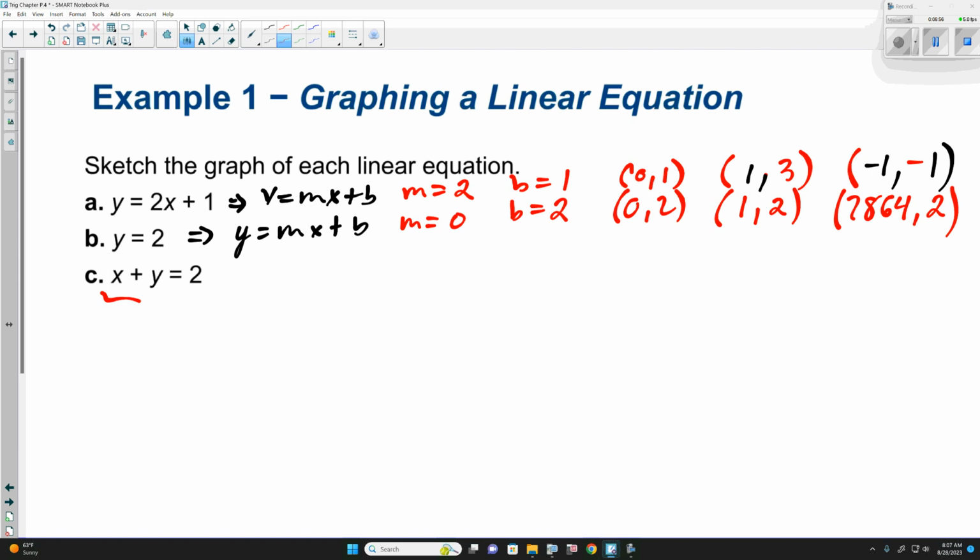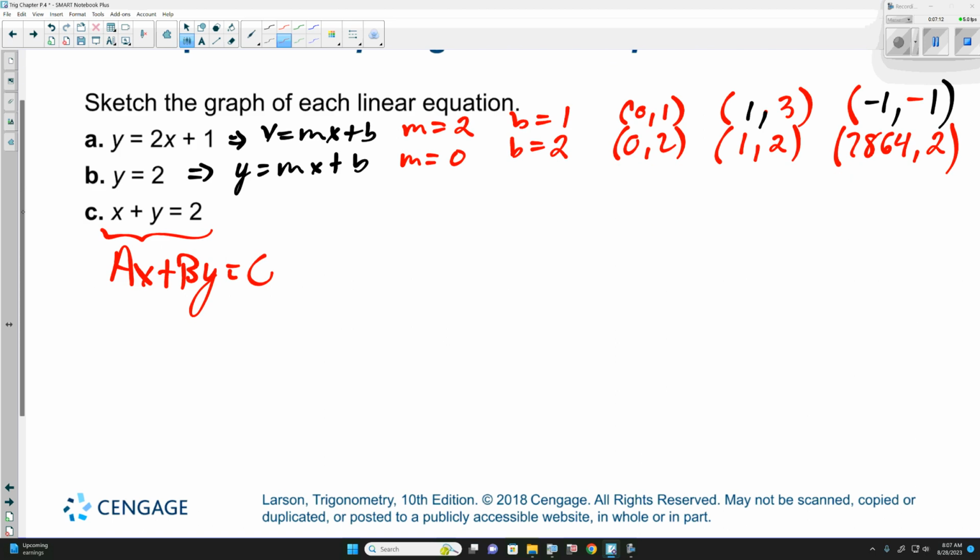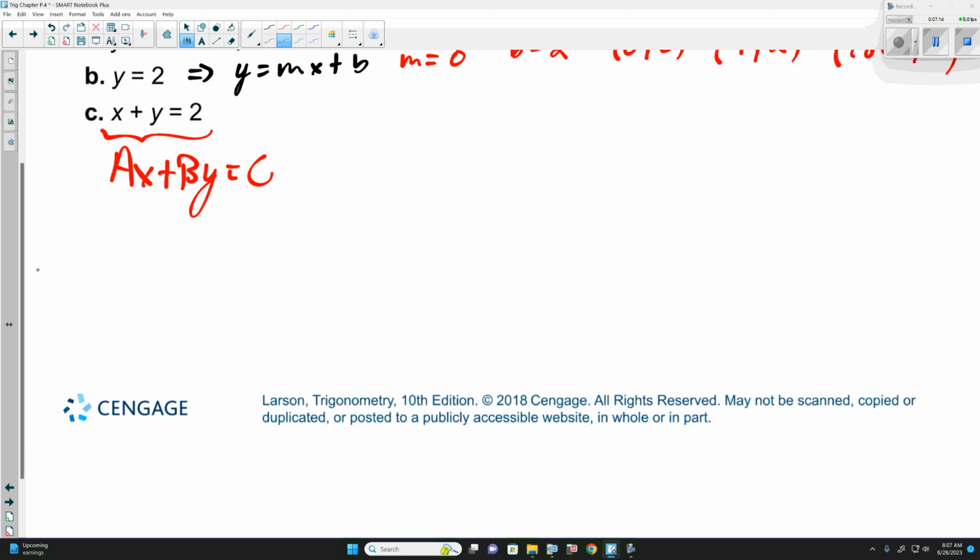Now this third equation is what we call standard form: Ax plus By equals C. We have it here. Now, standard form has a few key characteristics. One, x and y are on the same side of the equal sign. Two, A, B, and C are integers, positive or negative whole numbers. We don't have decimals or fractions.